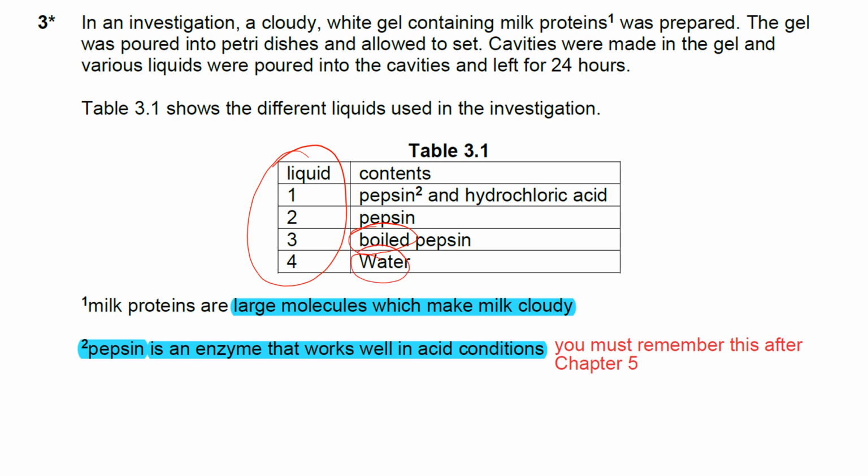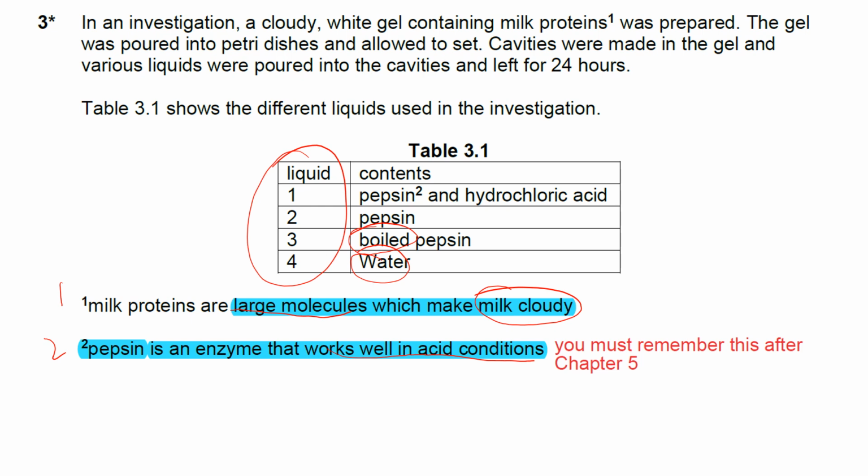Okay. So there are 2 clues over here. First clue is that the milk proteins are large molecules that make milk cloudy. The second clue is that pepsin is an enzyme that works well in acidic conditions. This one you should be familiar with by now. Pepsin breaks down proteins to polypeptides, and pepsin is found in the stomach, which is acidic.